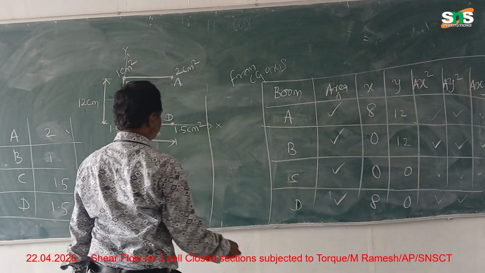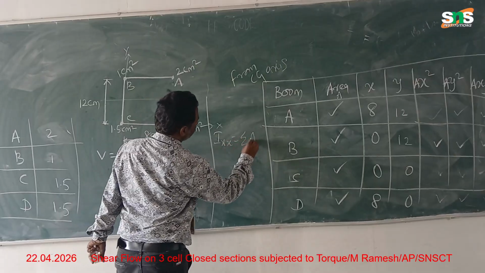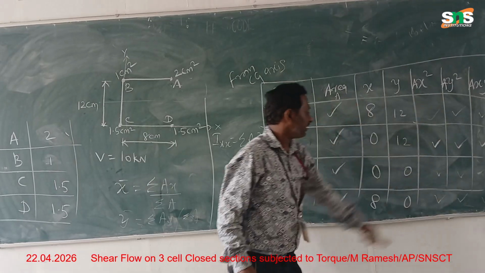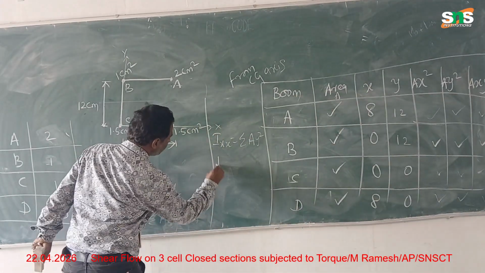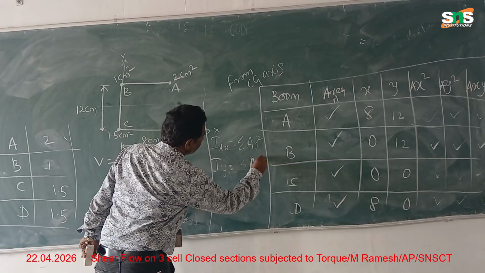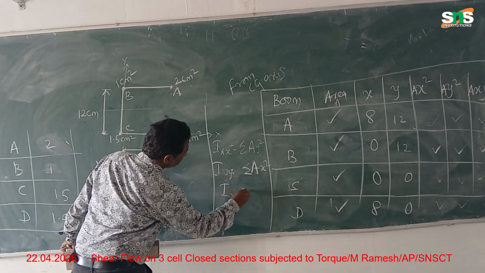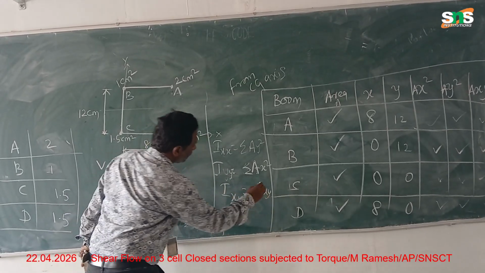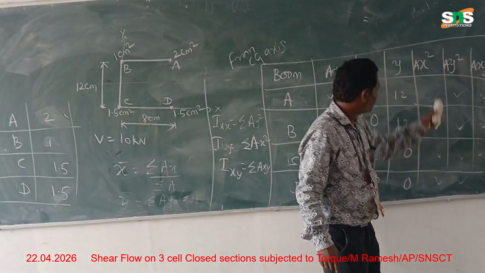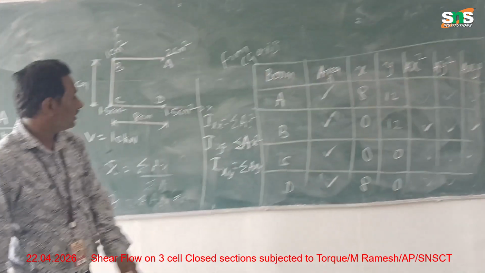Finding all of these, we get the moment of inertia Ixx, which is equal to sigma A y square. The sum of all of these will be equal to Ixx. Iyy is equal to sigma A x square. Then Ixy is equal to sigma A x y. Accordingly, you can find Ixx, Iyy, Ixy through the CG axis.